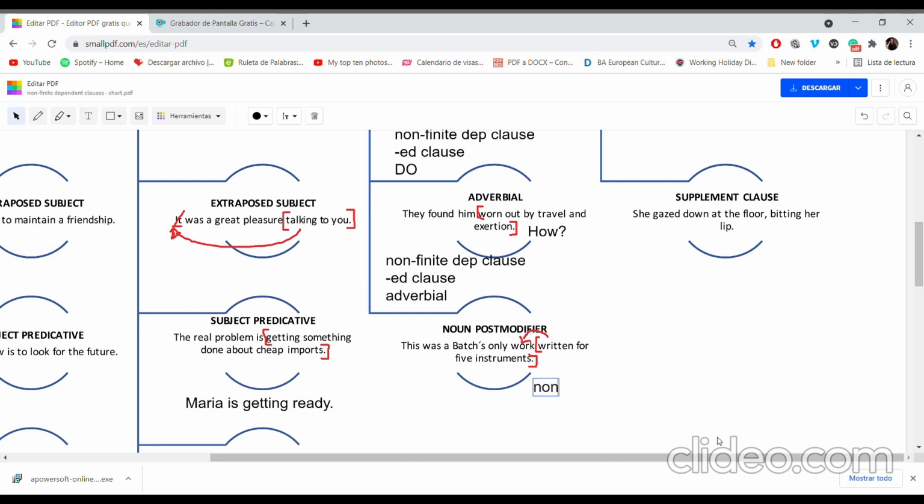So again, non-finite dependent clause in the category of ed clause, and in here again, as in the previous analysis, we can say this is a noun post modifier, or you could also say this is a noun complement. Any of them will be okay. And now let's consider the last category. We'll talk a bit about verbless clauses and supplement clauses.